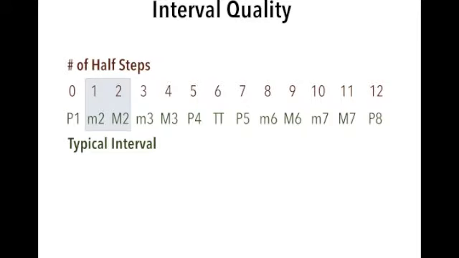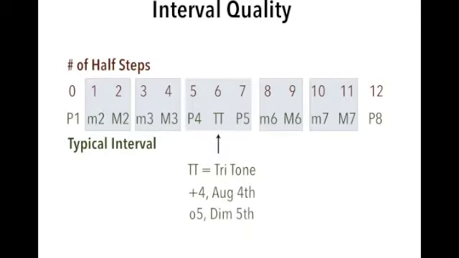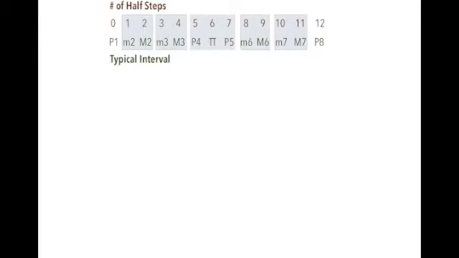We have minor and major seconds, minor and major thirds, sixths, and sevenths. These are called the imperfect intervals. The other intervals are called perfect. You have perfect unisons, fourths, fifths, and octaves. As you can see here, between the perfect fourth and the perfect fifth is the tritone. And really, the tritone will either be an augmented fourth or a diminished fifth, as we'll see later.